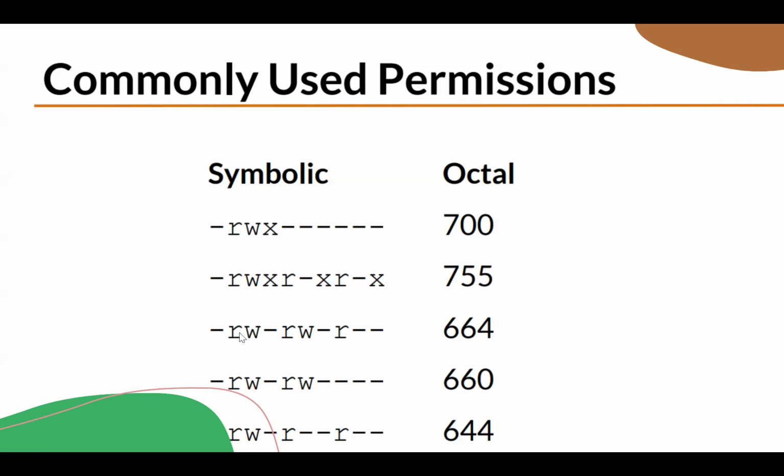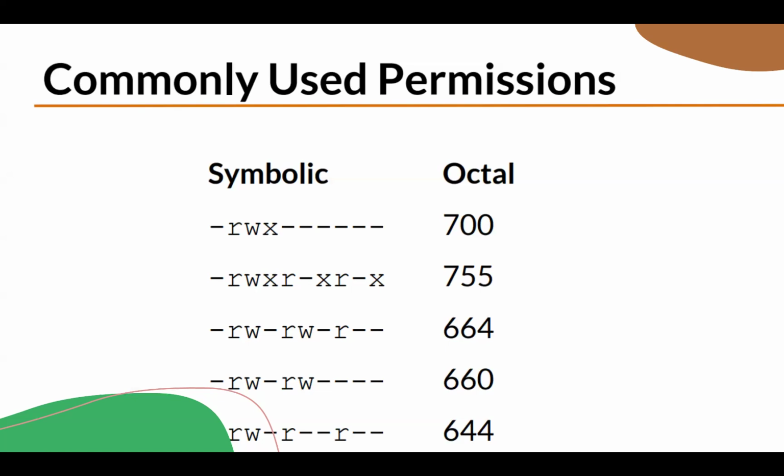664 allows a group of people to modify the file, and others have read. See here they have write permission for the group and others no. And for 660 also, the user or the owner of the file and the group have read and write permissions and others don't have any permissions. And for all of these, nobody has any execute permissions. And 644 allows everyone on the system to read the file, but only the user or the owner of the file can edit the file.